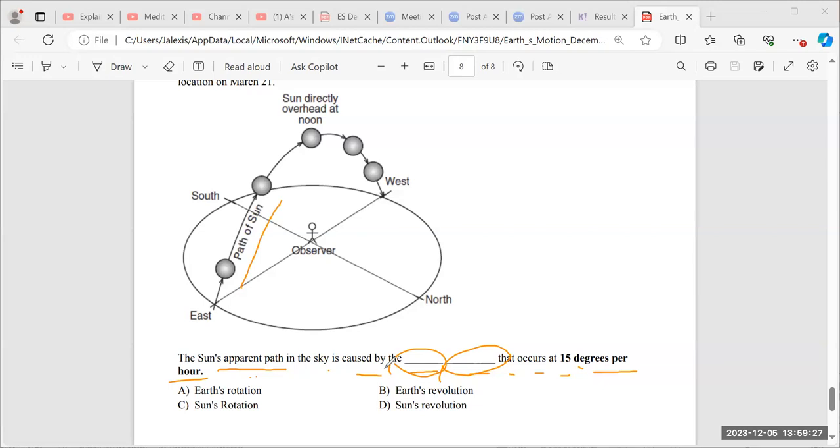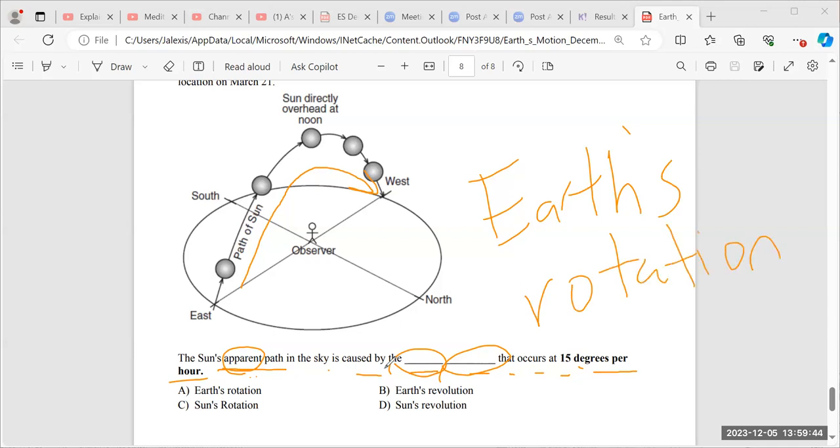What causes the sun to move throughout the day? To look like, keyword apparent, to look like it moves throughout the day is because the Earth is rotating. We see the sun moving because of the Earth's rotation. And so that's why the sun's apparent path in the sky is caused by the Earth's rotation that occurs at 15 degrees per hour.